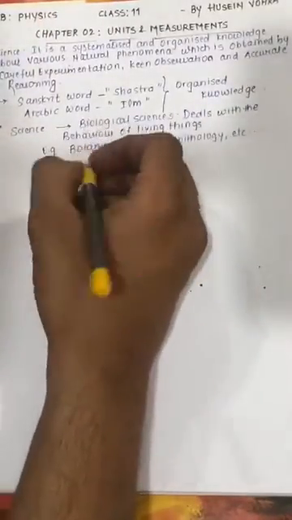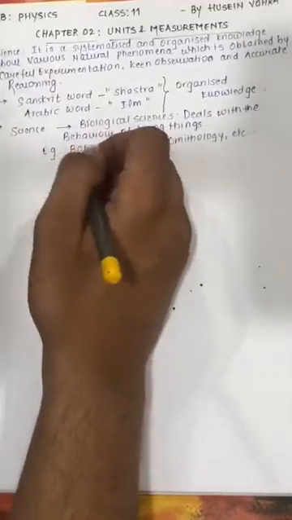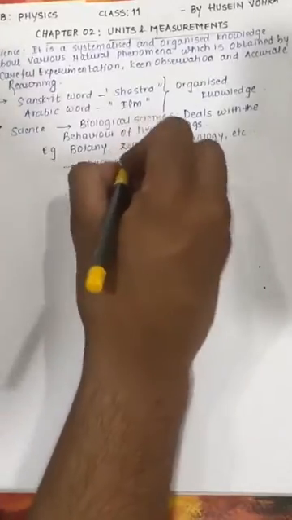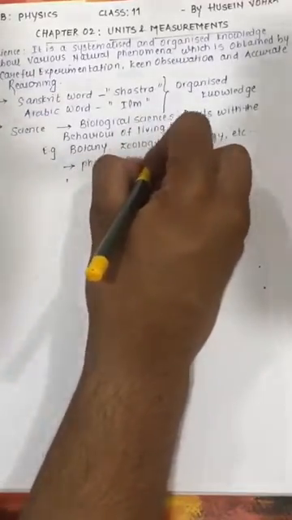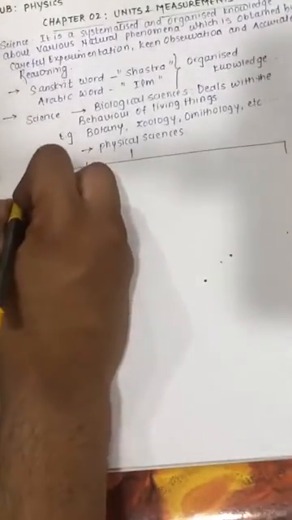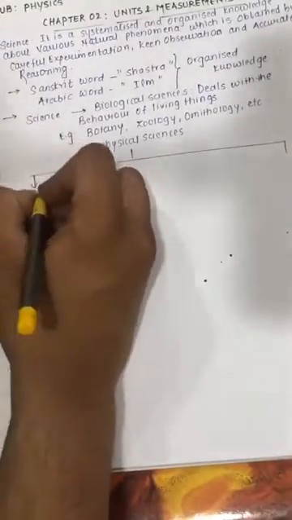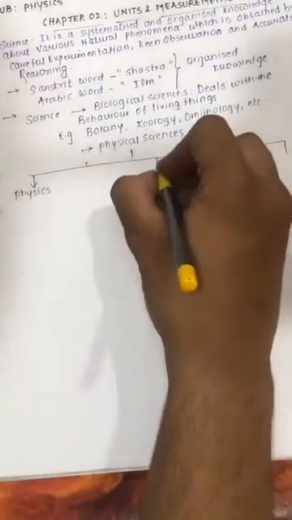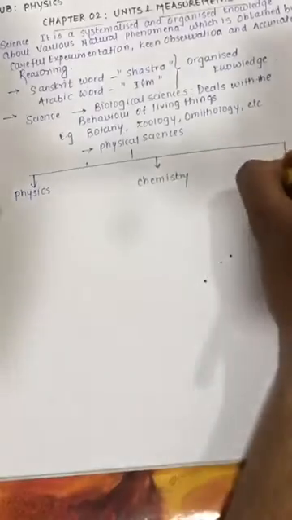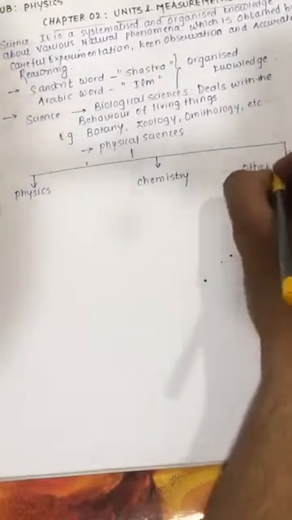The second important classification of science is physical sciences. Physical sciences are majorly classified into two more categories. The very first is your physics. Second is your chemistry. Last but not least is your other physical sciences.